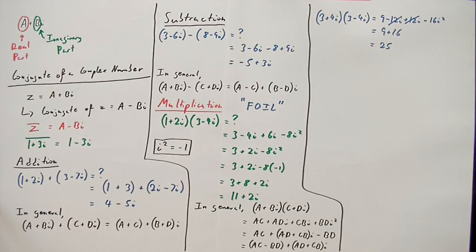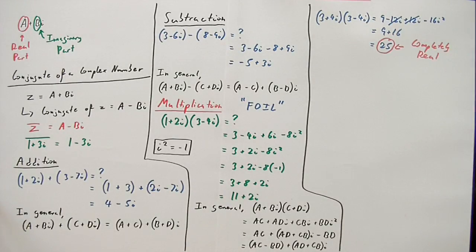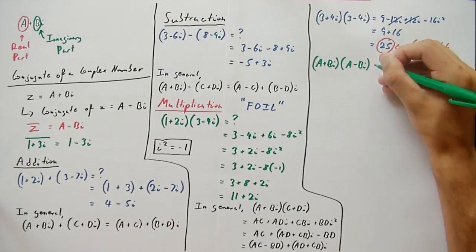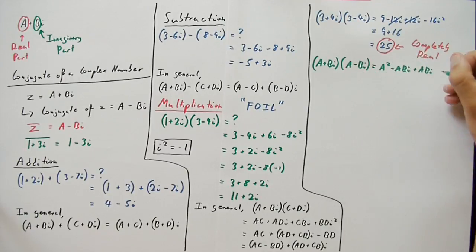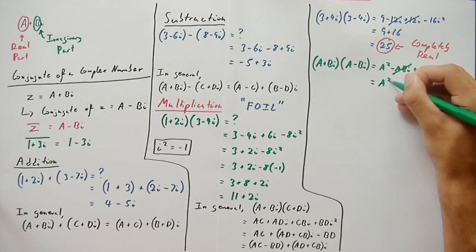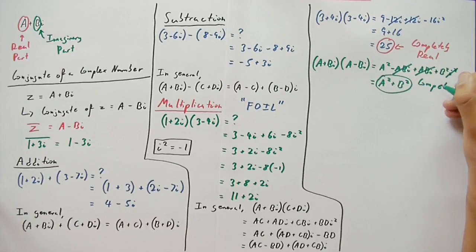In fact, when we take any complex number and multiply it by its conjugate, its imaginary parts will always cancel out, and so we'll always get a number that's completely real. To prove this, let's take any complex number a plus bi and multiply it by its conjugate a minus bi. Expanding will give us a squared minus abi plus abi minus b squared times i squared. Again, the imaginary parts cancel out, and this i squared turns this into a positive b squared. So we get a squared plus b squared. And since a and b are both real numbers, a squared plus b squared is clearly also a real number.